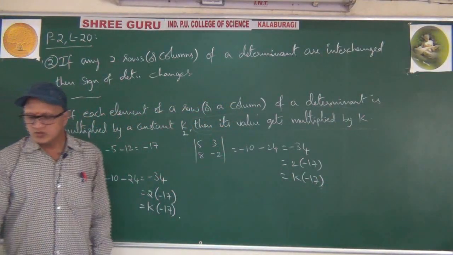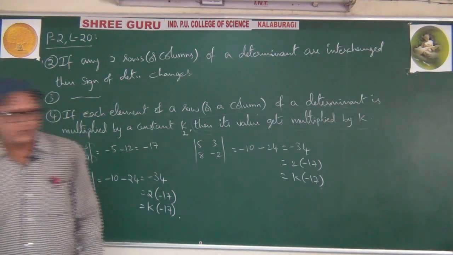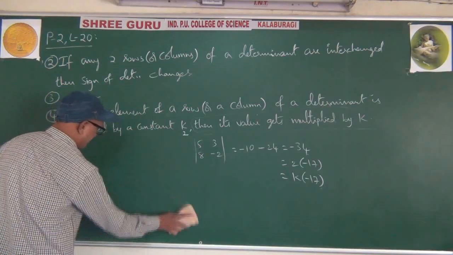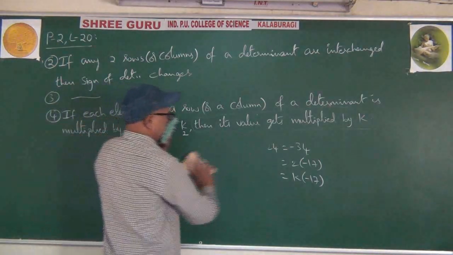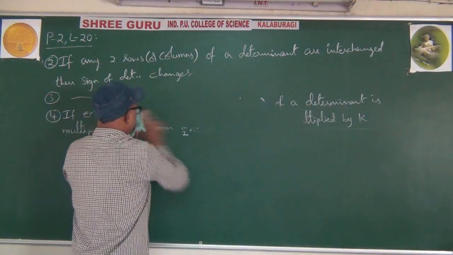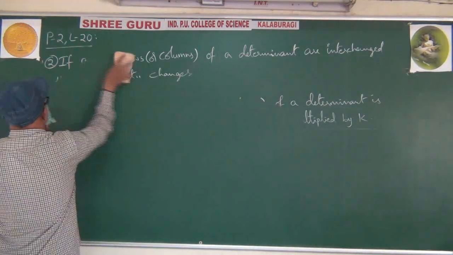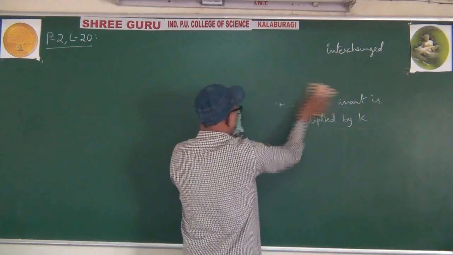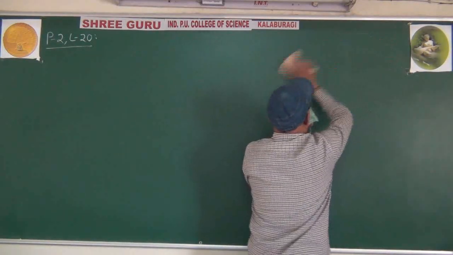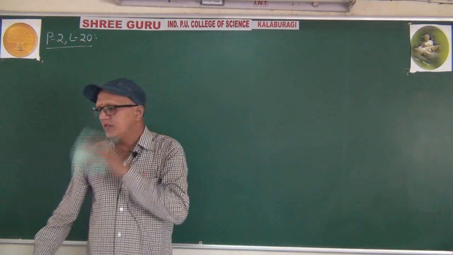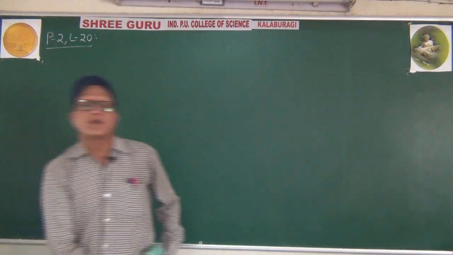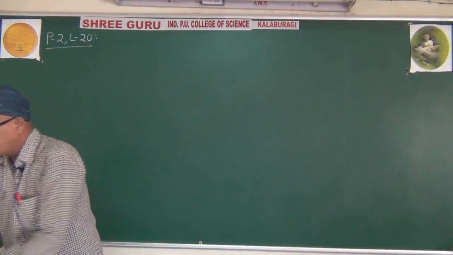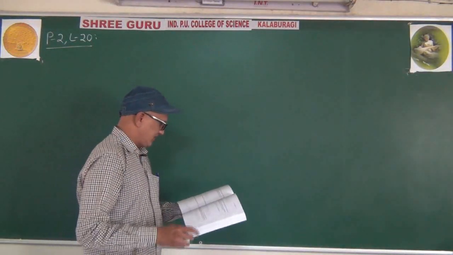Right? So this is also one property. This is also one property. Next property is there. Let us see the next property. All these are like formulas we are going to use while solving the problems. 4 marks question fixed.